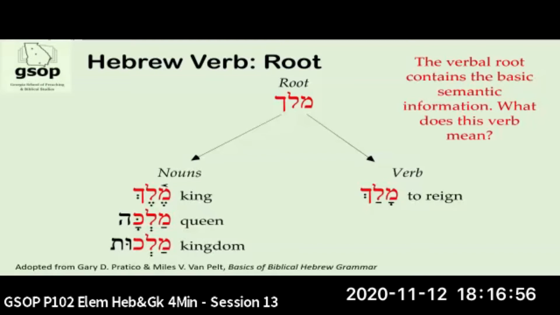Specifically, malak is the verb to reign, the king reigns. So that would be with the qamets under the mem and the patach under the lamed, and then the final kaf. And that qamets patach pattern for the vowels is the pattern for the qal stem.